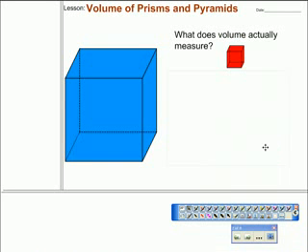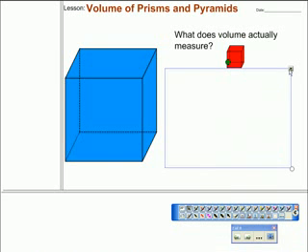When we're finding the volume of anything, here I have a rectangular prism. What are we actually measuring when we find volume of a three-dimensional solid? Yes, sir? The amount of stuff you can put inside. That's correct to a certain degree. Does anybody know specifically what the actual measurement is?